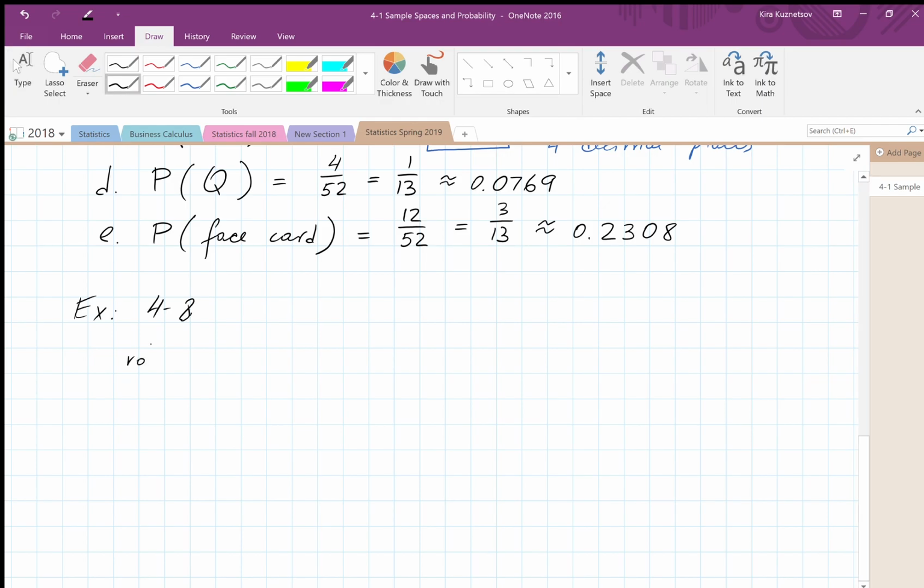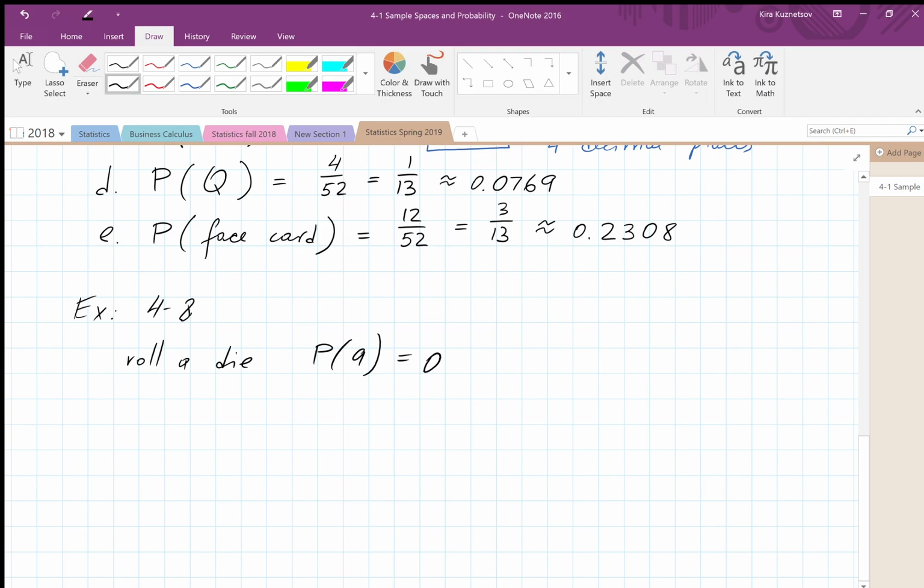So I have roll a die, and I'm looking for the probability of getting a 9. Now, a die has 6 faces, so 1, 2, 3, 4, 5, or 6. So the probability of 9 has to be 0, because it is not possible to get a 9.